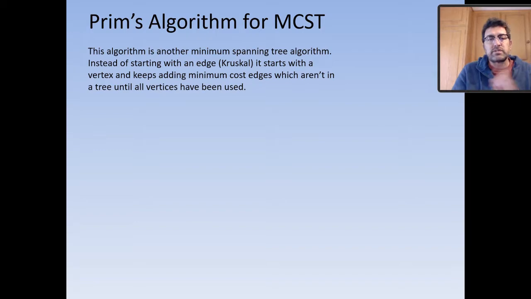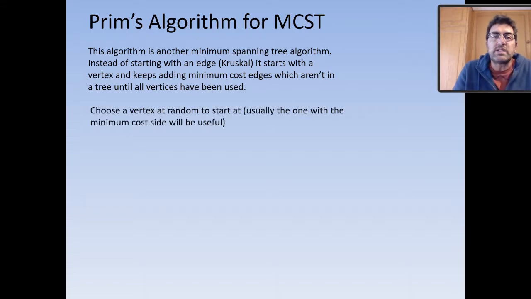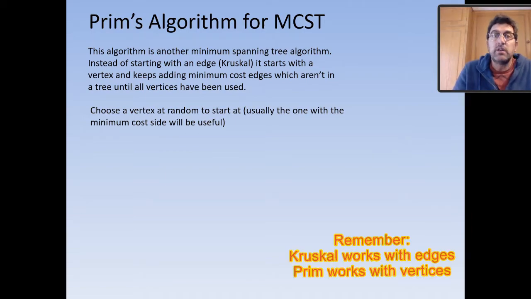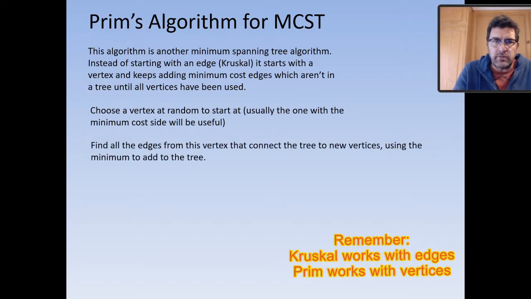Now remember, Kruskal uses edges. We're going to use Prim's algorithm for the minimum cost spanning tree. What does Prim do? Prim says choose a vertex at random to start with. So Prim works with vertices where Kruskal works with the edges. He says choose any vertex at random. Well, if you look at a graph, it will make sense to start at the vertex that has the least cost edge connected to it, but we don't need to start there.